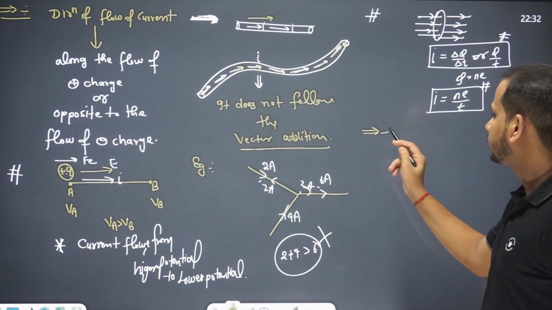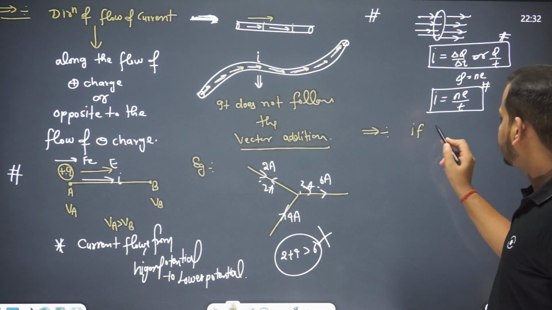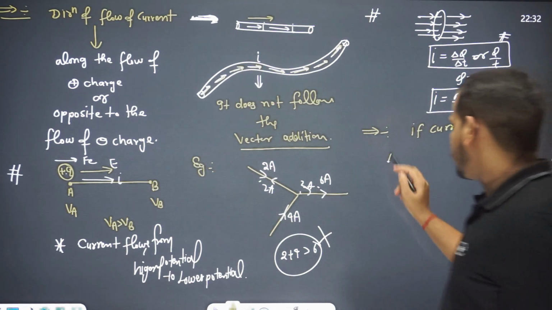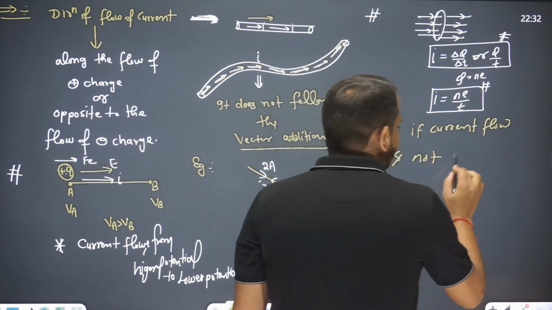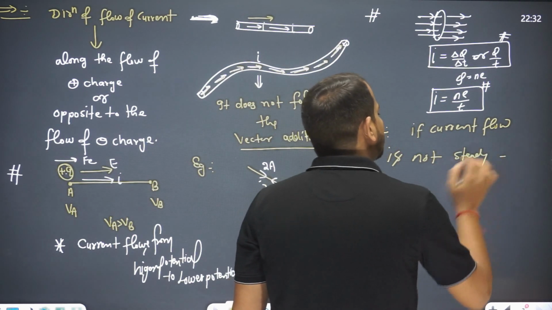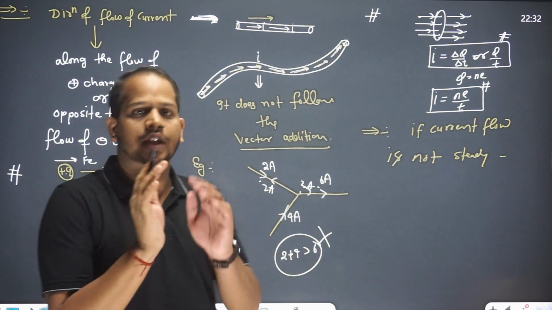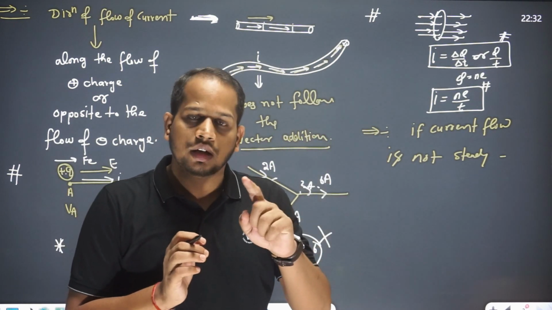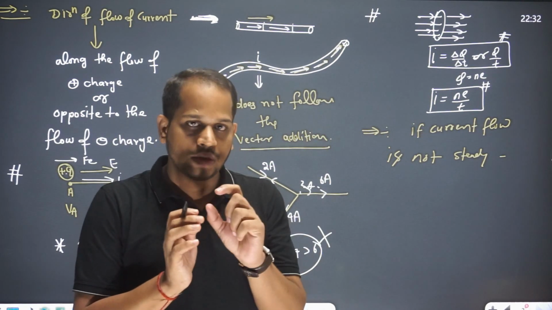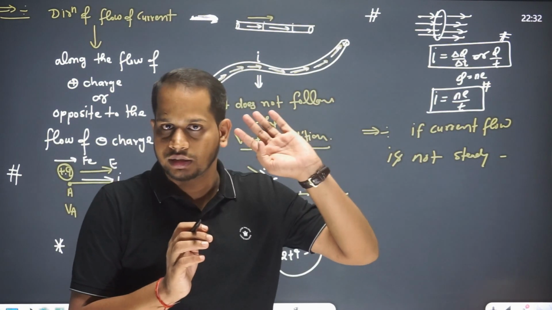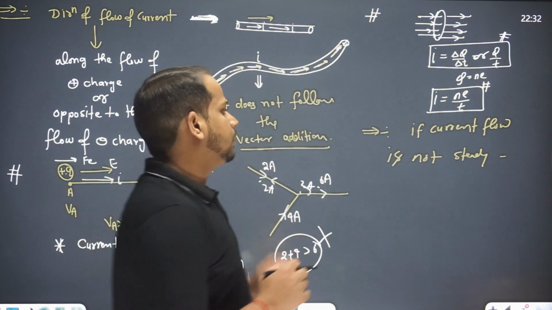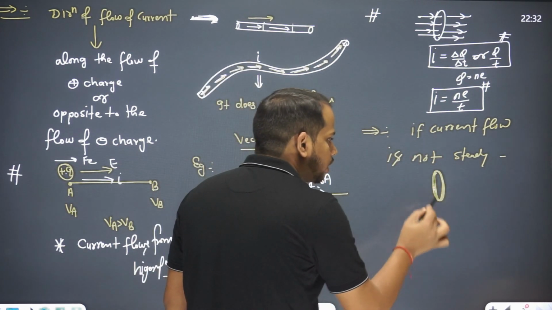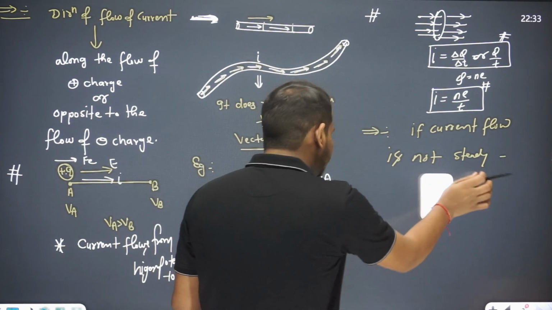If the current flow is not steady, what is the meaning of that? What is the meaning of steady? Steady means, like if 2 coulombs of charge pass through this area in 1 second, then in each and every time interval of 1 second, the same 2 coulombs should pass through, right? That is called steady flow. If the flow is not steady, then we have to find the current in a very short interval of time. That is called instantaneous current.